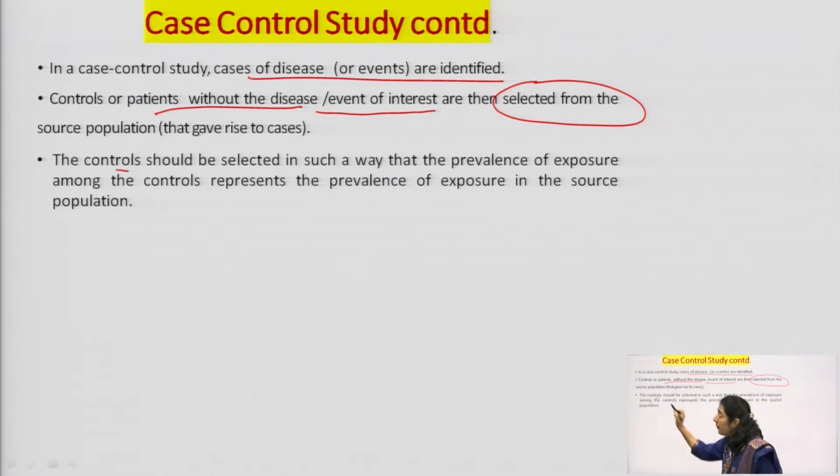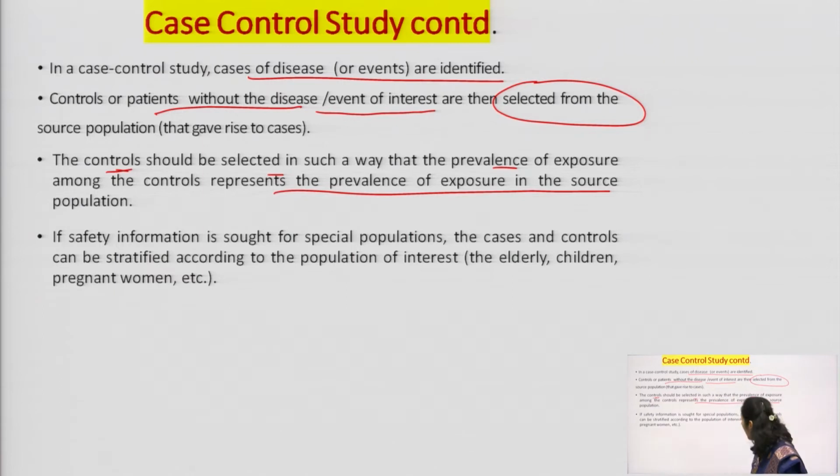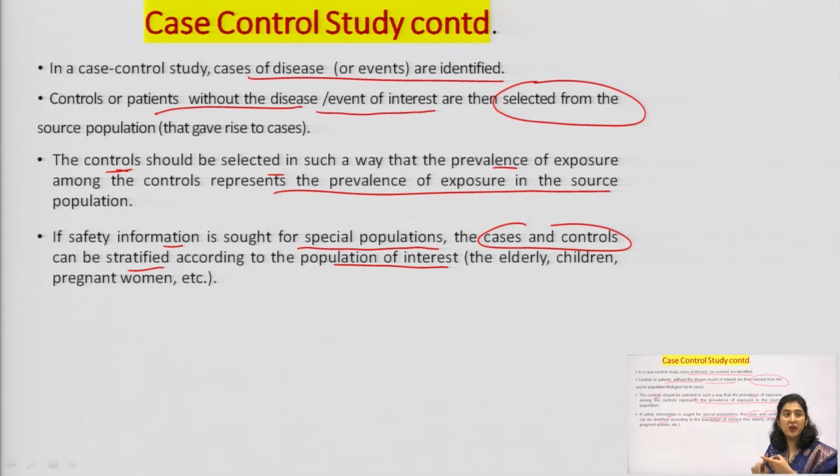Controls, now you have to keep in mind how to select controls. Controls have to be selected in such a way that they may also have the disease. Okay, which we can say, they are selected in such a way that the prevalence of exposure among controls represents prevalence of exposure in the source population. It can be present in them, and we can interpret or extrapolate that to the source population. If safety information is sought for a special population, then cases and controls need to be stratified. Stratified means divided according to the population of interest, maybe elderly, children, pregnant women, groups can be made of all of them.